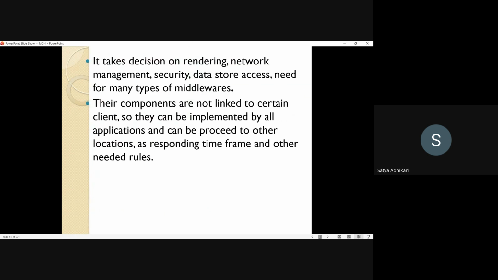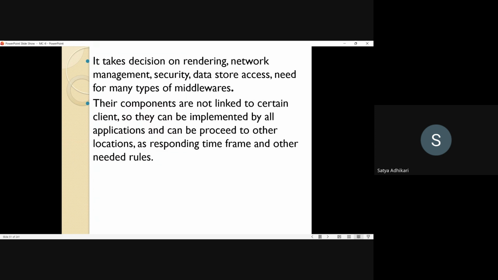It takes decisions on rendering, network management, security, data store access, and the need for many types of middleware. Under network management, how the network manages the data and in which route data will be sent. Security: it also checks data authorization, that is, whether the user is authorized or not. It may provide user IDs and passwords and such techniques to provide security. Data is encrypted or decrypted.